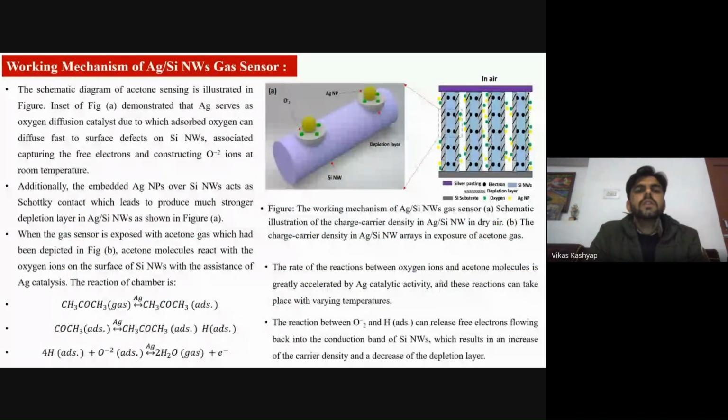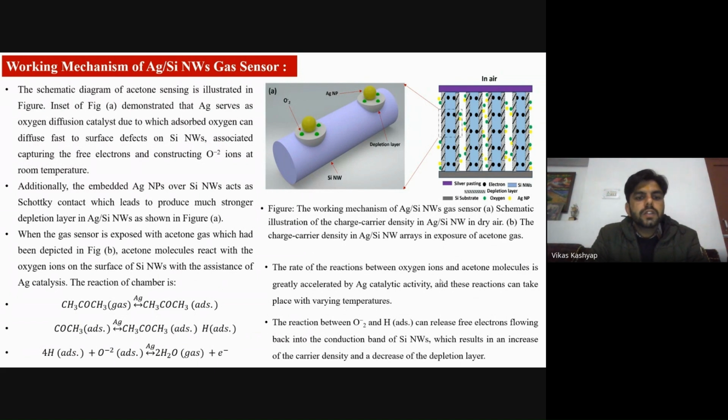The working mechanism of the Ag silicon nanowire heterojunction gas sensor is illustrated in this schematic diagram of acetone sensing, which demonstrates that silver serves as an oxygen diffusion catalyst, due to which adsorbed oxygen can diffuse fast to surface defects on silicon nanowires, capturing free electrons and forming O2 negative ions at room temperature. Additionally, the embedded Ag nanoparticles over the silicon nanowires act as a Schottky contact, which produces a much stronger depletion layer in this heterojunction, as shown in figure A.